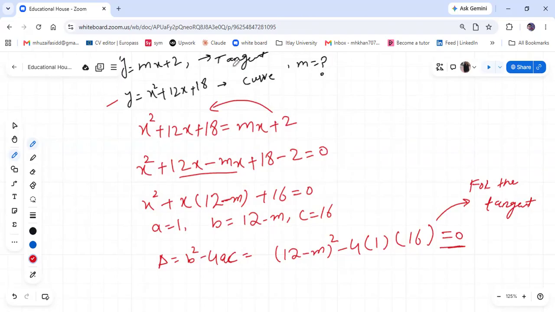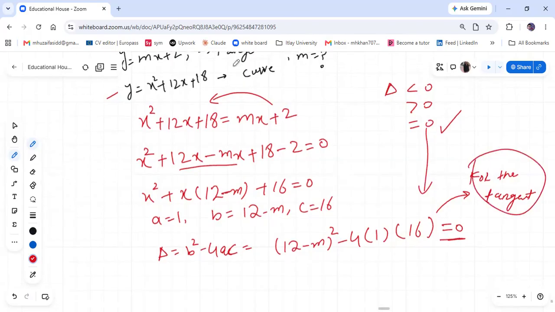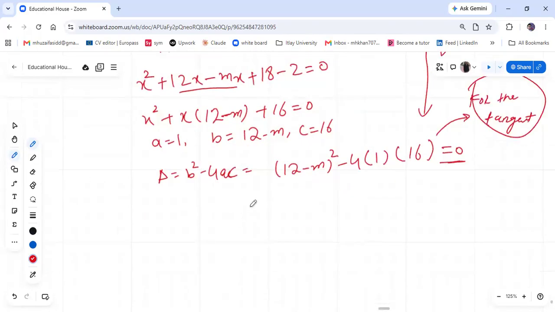As we already discussed in previous sessions, we have three conditions on the discriminant. You already know delta is less than 0, greater than 0, and equal to 0. Why do I use this situation here? Because of this, for the tangent to the line. Got it?